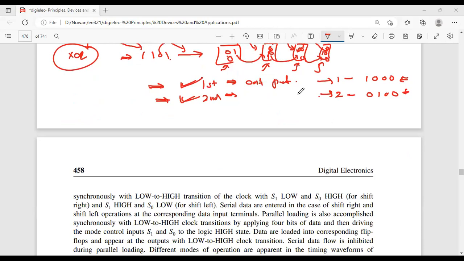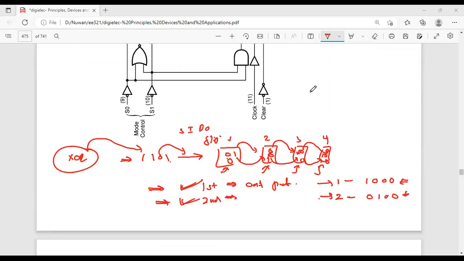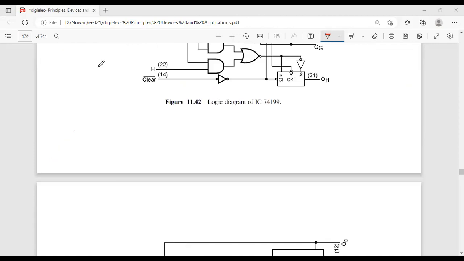Okay, sorry. Actually, the output. You need to write only Q1 to Q4, only the output. You no need to write the input. Most probably you will be asked to write the output. That kind of question will come in question two.